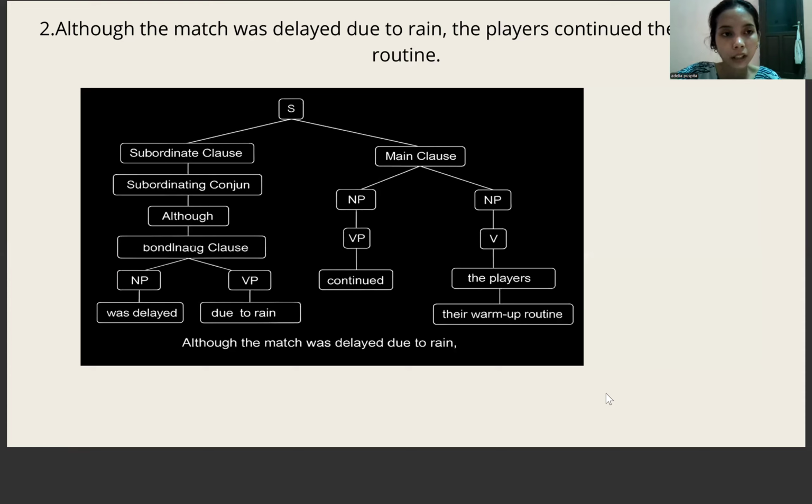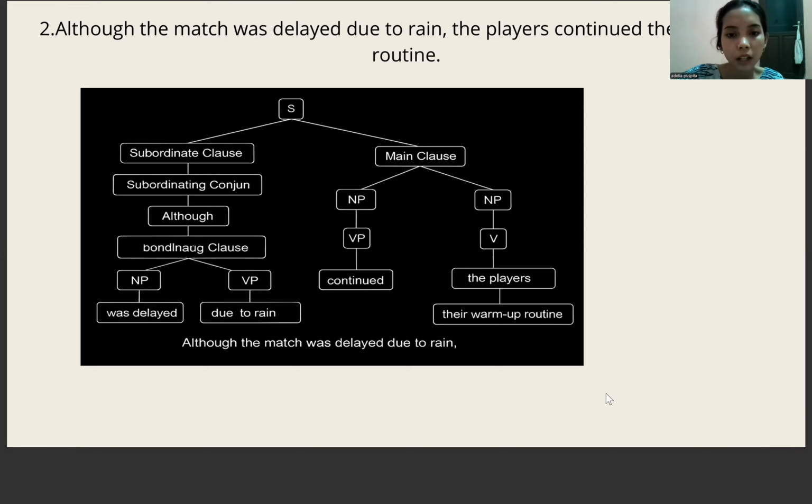So next we're going to talk about the second sentence. It's all about: although the match was delayed due to rain, the players continued the warm up routine. So in here they have a subordinate clause and a main clause. In the subordinate clause, they have a subordinating conjunction. In here they have although as a subordinating conjunction, and then they have a noun phrase and a verb phrase too in the subordinate clause, like the match as a noun phrase, and then was delayed due to rain as a verb phrase.